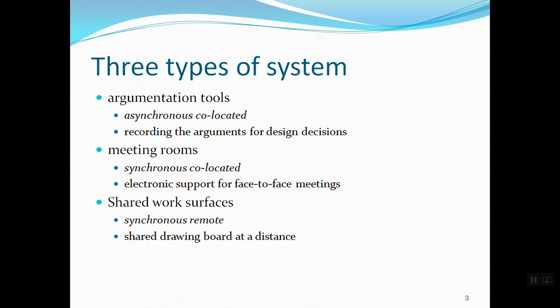The third one, shared work surfaces, are generally synchronous in nature, but the teams will be in remote places. So naturally, a shared surface has to be used. One example is a shared drawing board, which can be utilized by the various teams in different places to arrive at a common understanding.